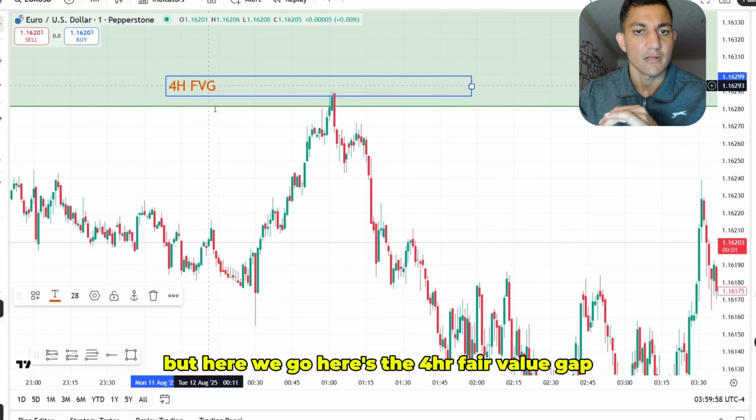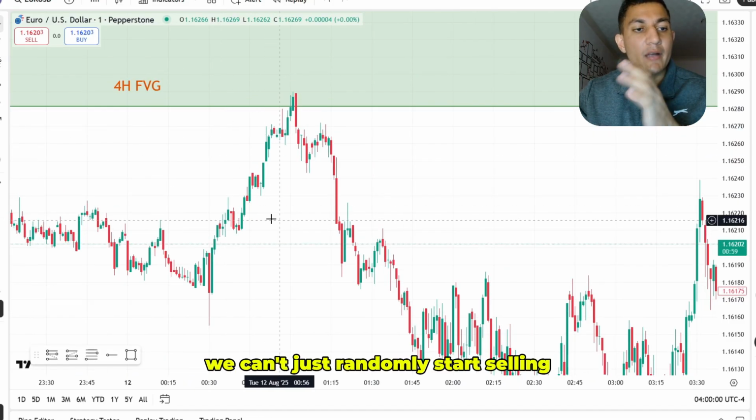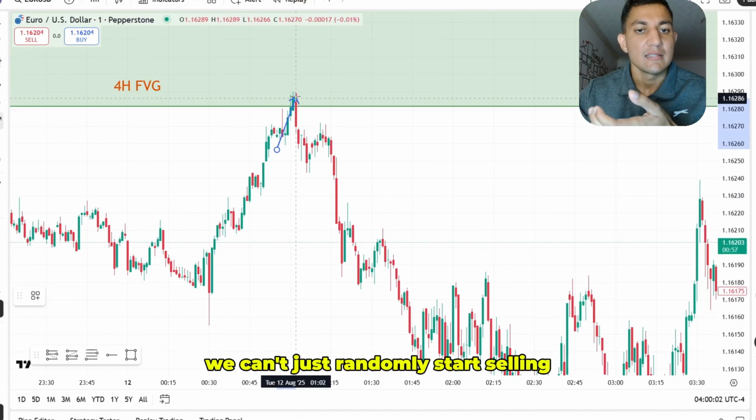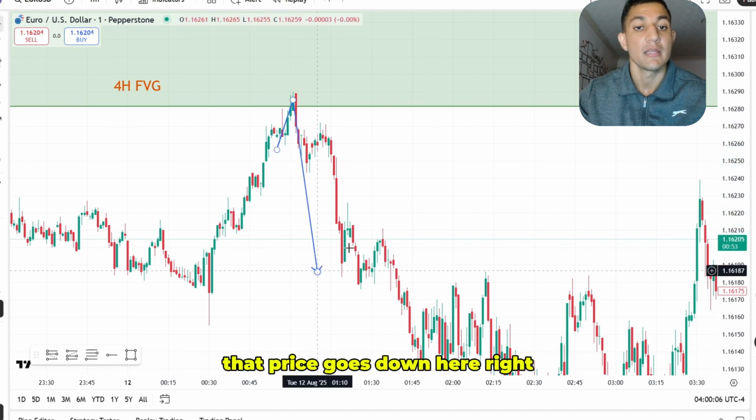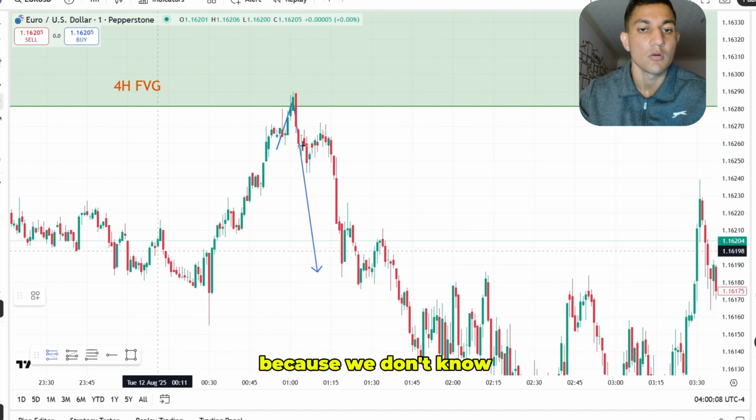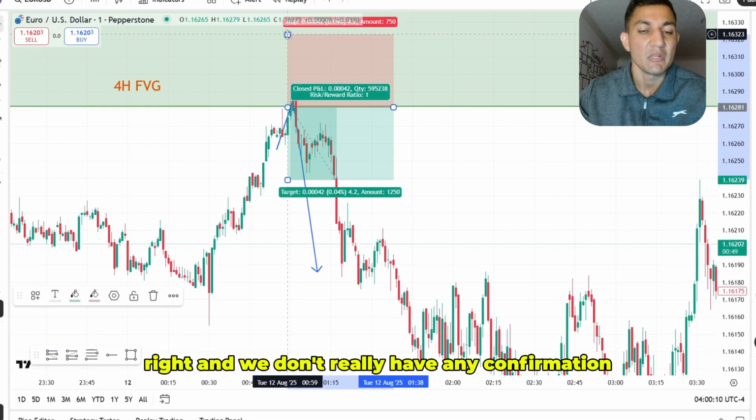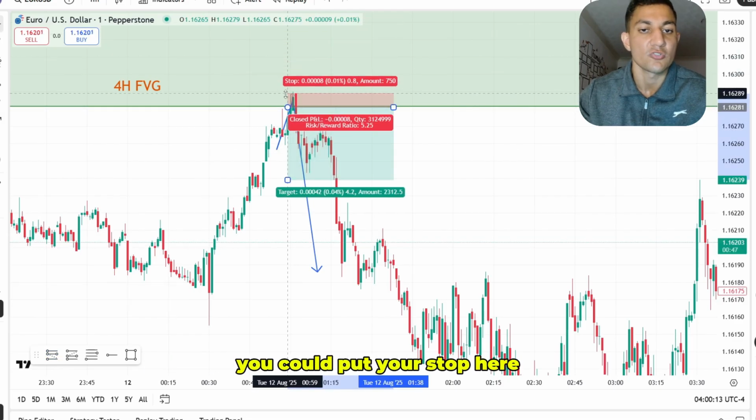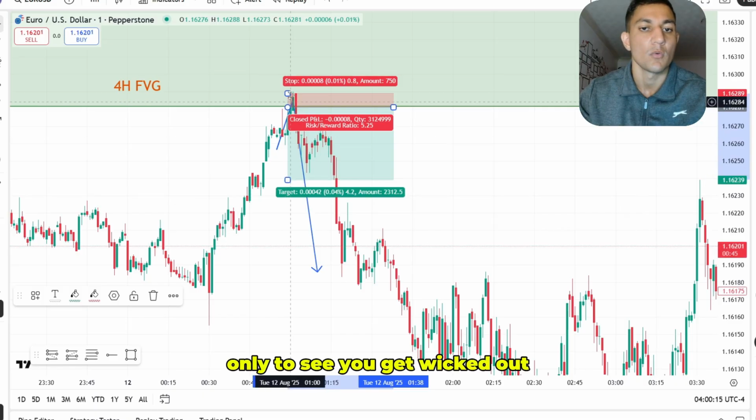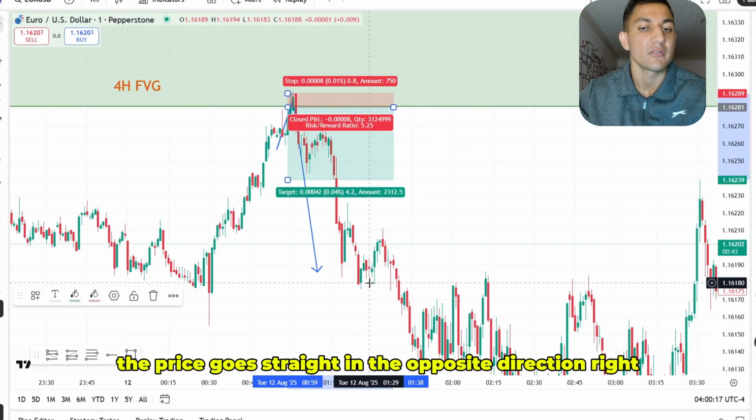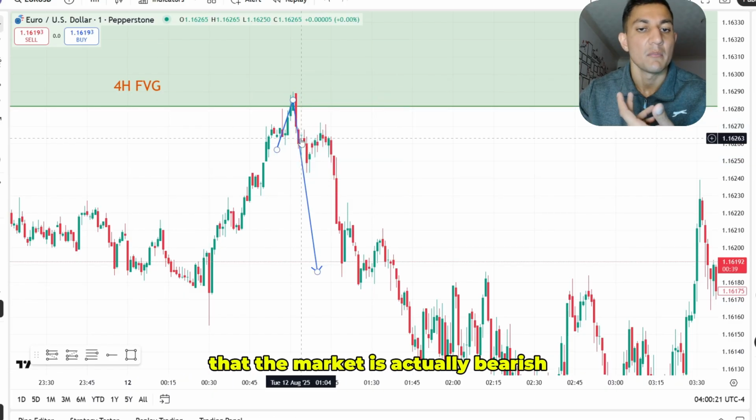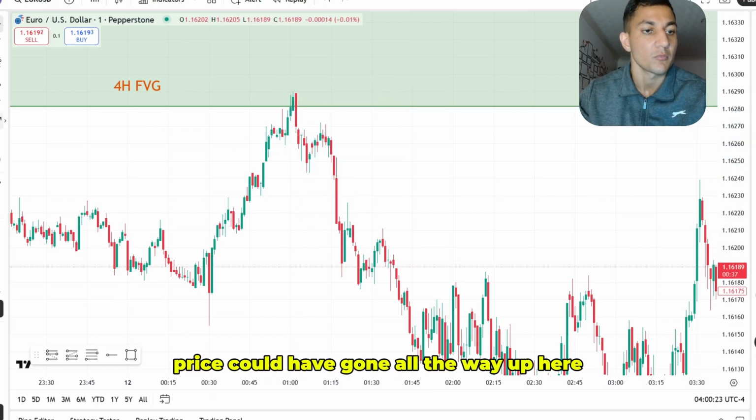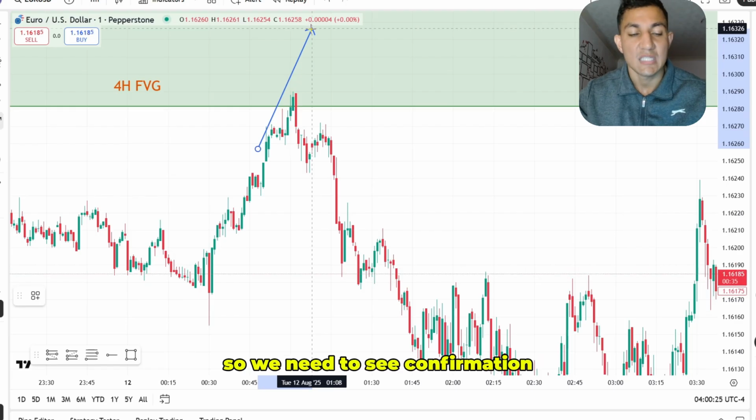Here's the 4-hour fair value gap, right? Now, we can't just randomly start selling at this fair value gap. We're not just going to randomly sell here and hope and pray that price goes down, right? Because we don't know where to put our stop loss orders. We don't really have any confirmation. You could put your stop here and target a 5-to-1, only to get wicked out as price goes straight in the opposite direction, right? So we need to wait for some sort of confirmation that the market is actually bearish, right? Who knows? Price could have gone all the way up here. So we need to see confirmation.